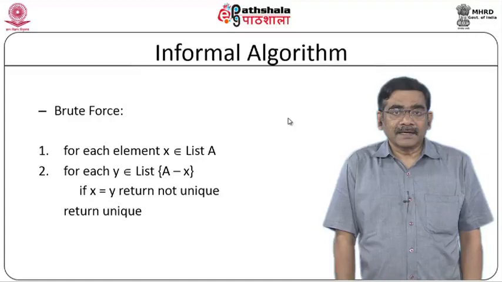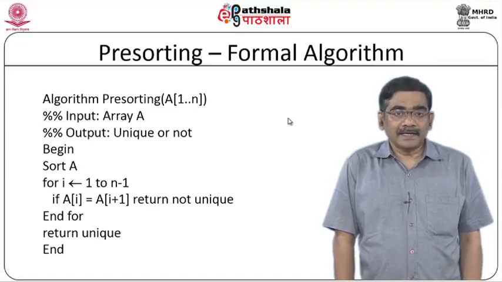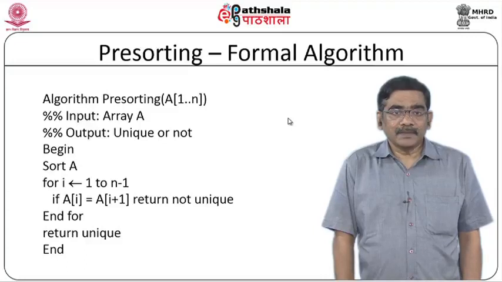and we can simplify this problem using the transform and conquer technique, where we can sort the elements, and once we sort the elements, the advantage is very simple. I have to compare only the adjacent elements and not all the elements of the entire list. So, this is going to be the formal algorithm of pre-sorting. You can see exactly what is happening.